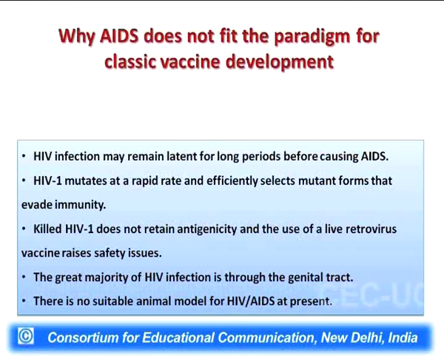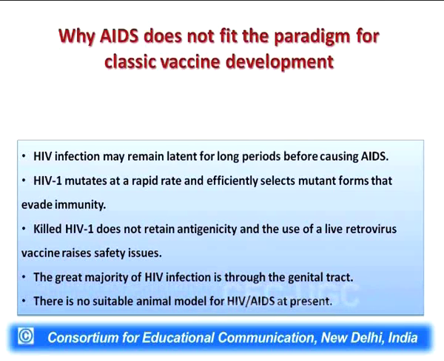The third thing is, most vaccines are made using live attenuated viruses. So if we use the killed HIV-1 viruses, this won't be an effective strategy because they do not retain the antigenicity property and they won't elicit the immune system response. So the immune system response won't be elicited and the heat-killed or the live attenuated HIV viruses won't be of any purpose. The fourth major point why there is no vaccine is that the majority of HIV infection is through the genital tract. And the last one is there are no suitable animal models present for the HIV AIDS viruses at present.